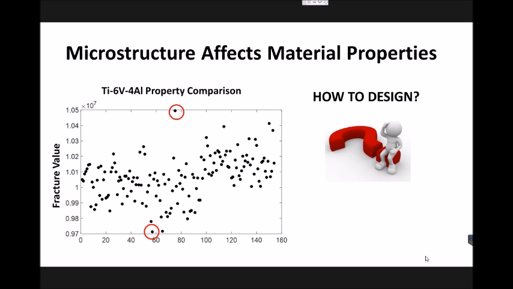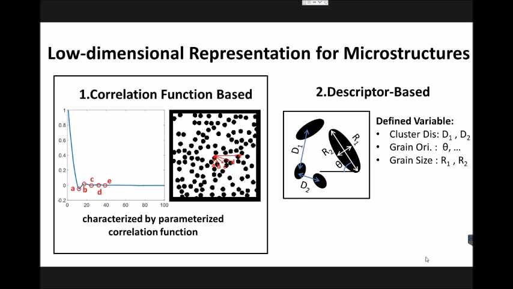So, how could we design a microstructure that has desirable material properties of interest? Before we go into the step of design, let's first of all consider an efficient way to characterize the microstructures. Correlation function-based method is trying to estimate the probability of two random points that drop into the same phase. The assumptions for the microstructure are isotropic and homogeneous. In this case, the microstructure is characterized by a parameterized correlation function.